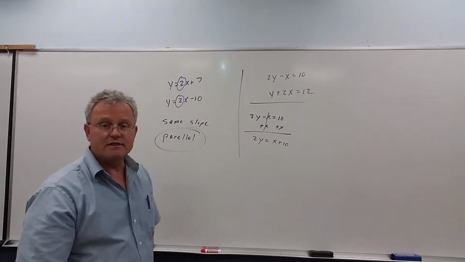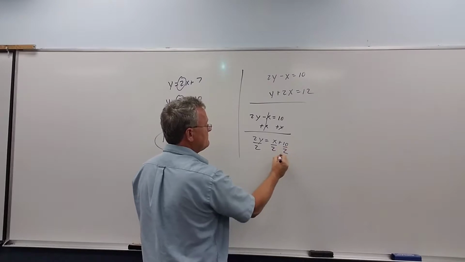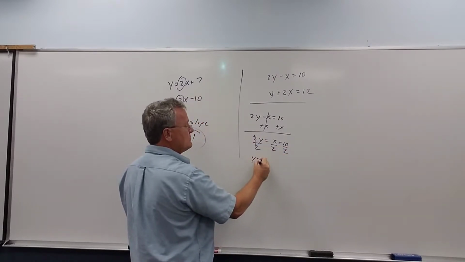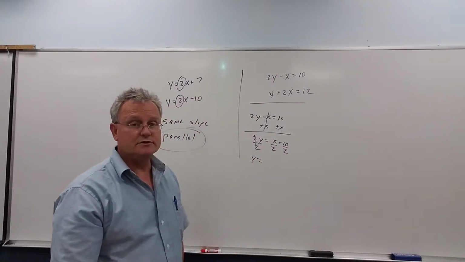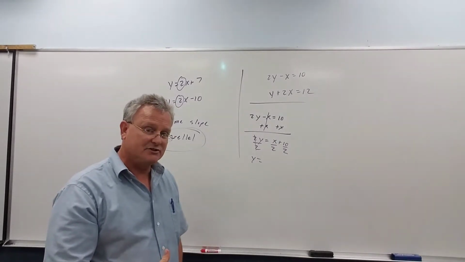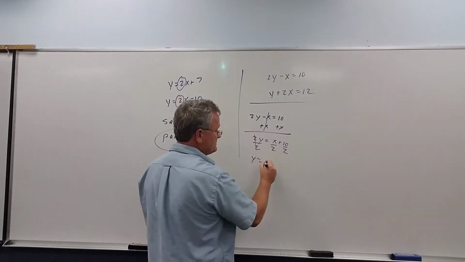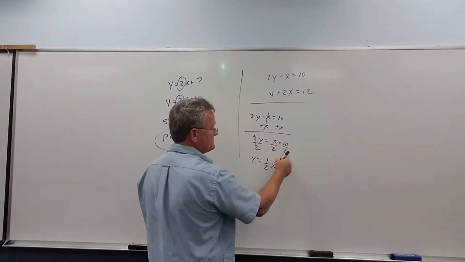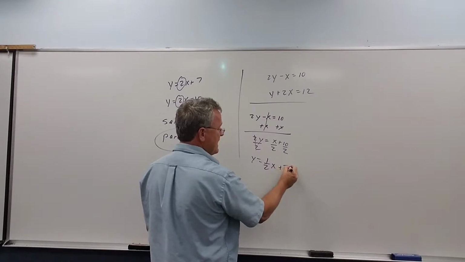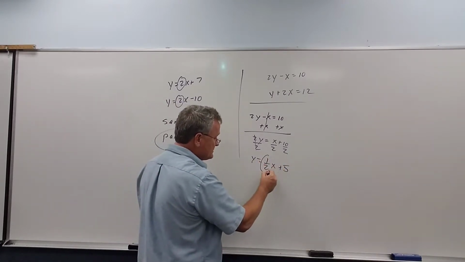Now we divide everything by 2, and we get y equals x over 2, which is the same as 1/2 of x. Dividing by 2 is the same as multiplying by 1/2. So this is the same as 1/2 x. 10 over 2 is 5. So we want to identify the slope of this line. The slope is 1/2.